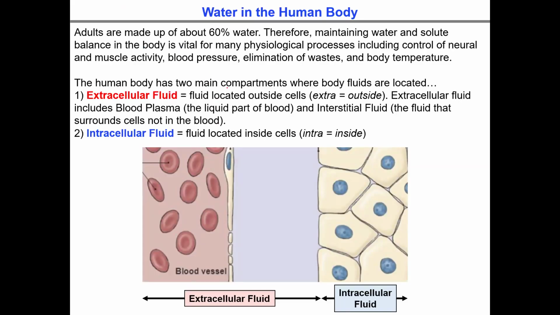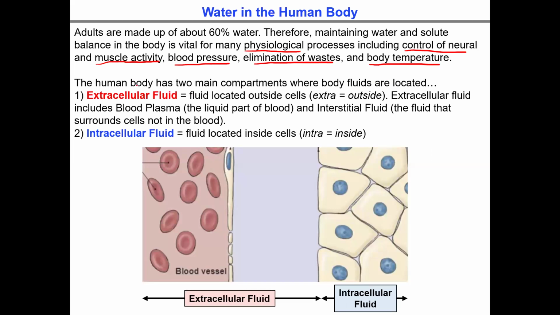One of the very first things that we need to identify is water in the human body. Now, as many of you know, water is going to be incredibly important. Physiologically, there are a lot of processes that involve water, including the control of neural and muscle activities, blood pressure, the elimination of waste, as well as body temperature. So again, water is going to be incredibly important.